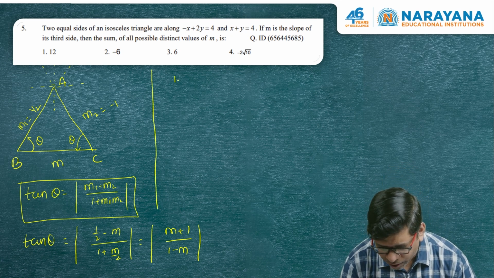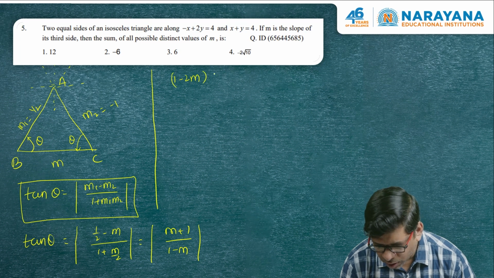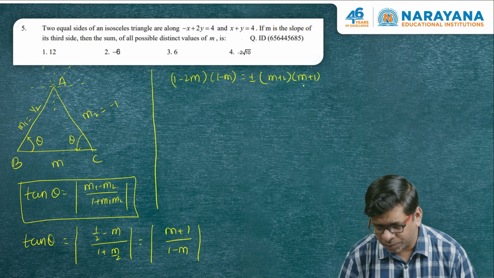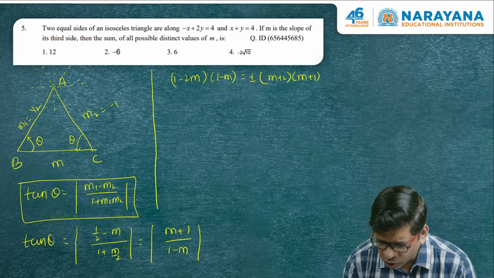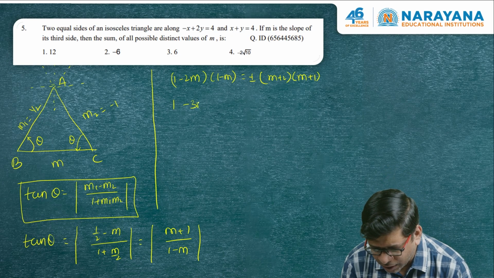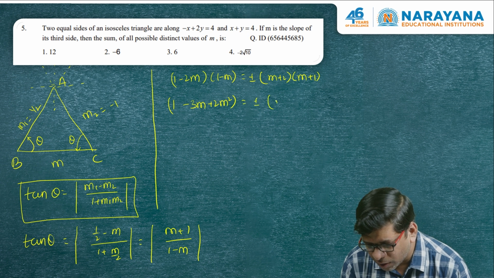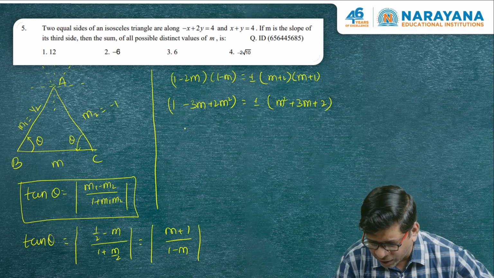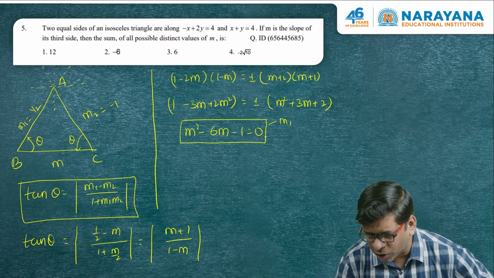Rearrange. So 1 minus 2m into 1 minus m equals to plus or minus of m plus 2 into m plus 1. So we get 1 minus 3m plus 2m square equals to plus or minus of m square plus 3m plus 2. If we take the plus sign, so we'll get m square minus 6m minus 1 equal to 0. So no need to check for the negative sign, because you are getting the product of slope -1.